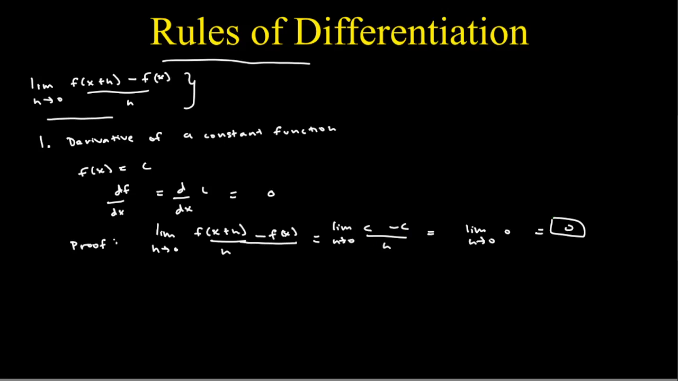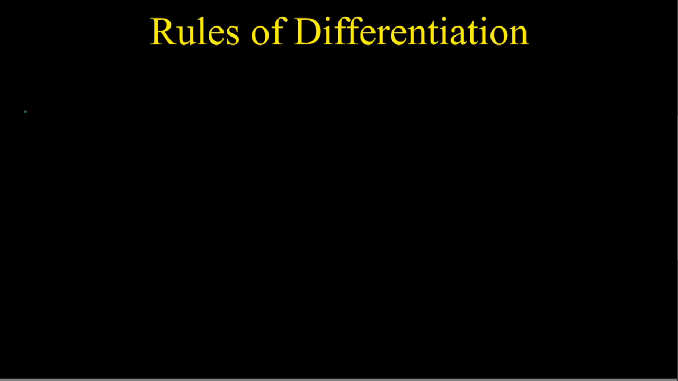Let's move on. Okay, so our second type of common function we'll see is the power rule. This works for any function which is a power function, so any function in the form of f of x equal to x to the power of some n, right? If we have this sort of function, the derivative of f with respect to x is just equal to n times x to the power of n minus 1. And then we'll have a proof over here.